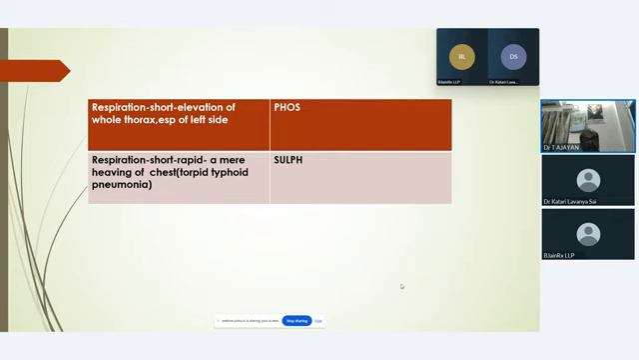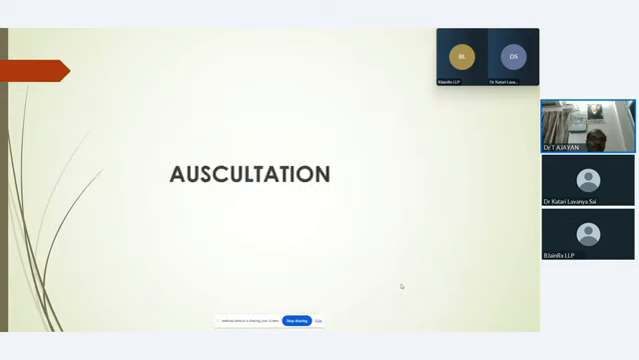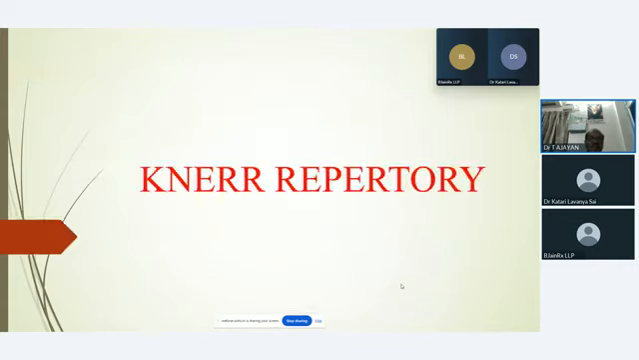The number of medicines is also there. Here I am highlighting symptoms collected only from Knerr Repertory. In my day-to-day practice, I try to collect physical examination rubrics from different repertories. But unfortunately, in all the repertories, there are only a few such rubrics.